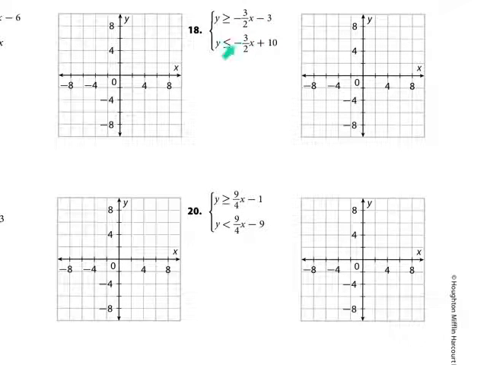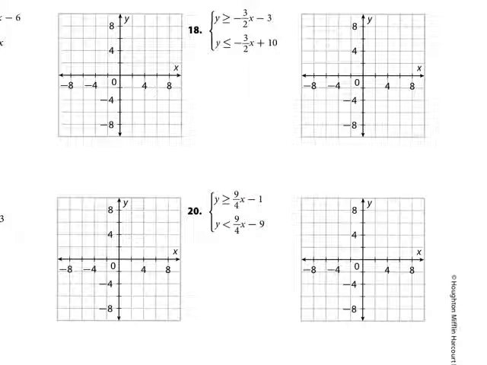If the slopes had been the same and the y-intercepts had been the same number with the same sign, then I would have known that I have the same exact line twice. But since the slopes are the same and the y-intercepts are different from each other, these two boundary lines are going to be parallel. Same thing with number 20. You can tell because the slopes are the same number, 9/4 and 9/4, and the y-intercepts are different from each other, -1 and -9. They're different.